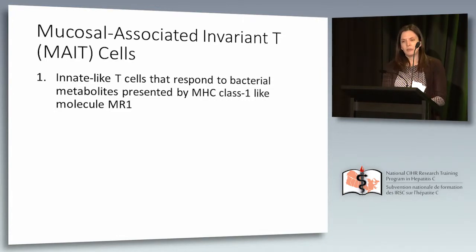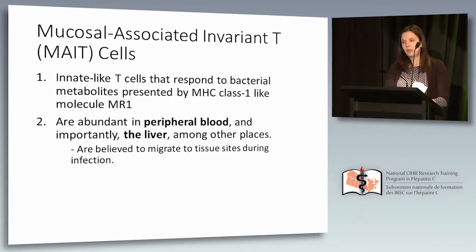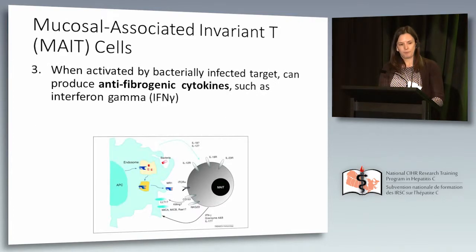These T cells have been recently described to respond to bacterial metabolites presented by the MHC class I-like molecule MR1. These cells are abundant in the periphery, but they're also abundant in the liver and mucosa, which is why they're of interest in hepatitis C. And they're thought to migrate to tissue sites during infection.